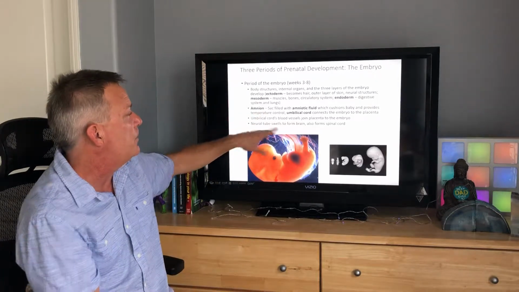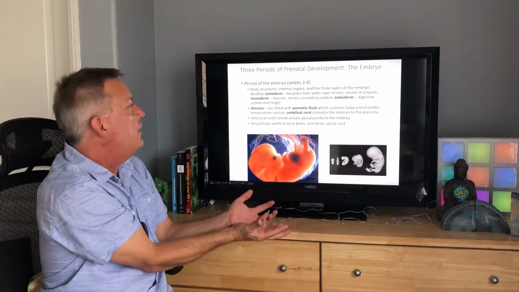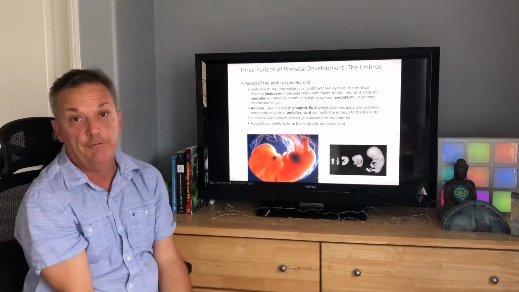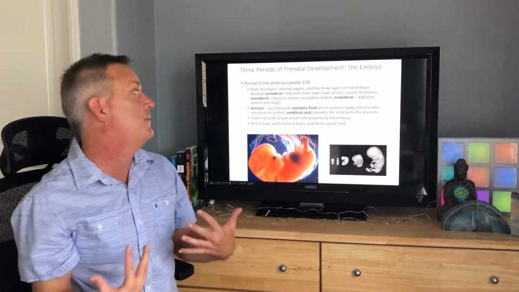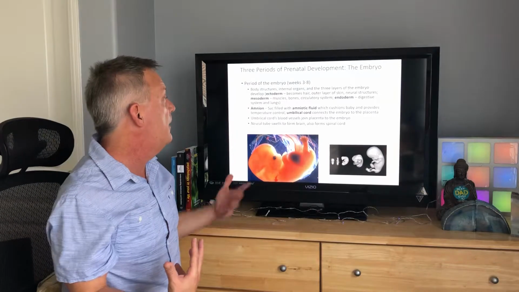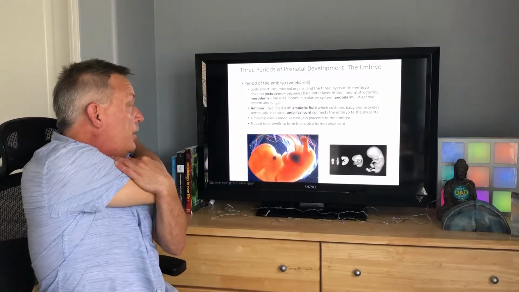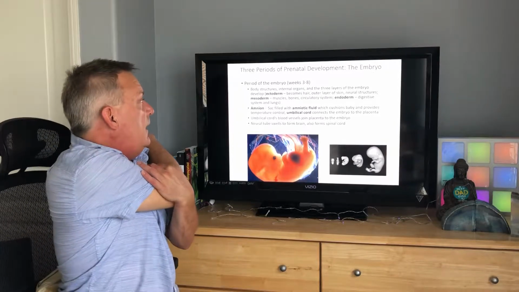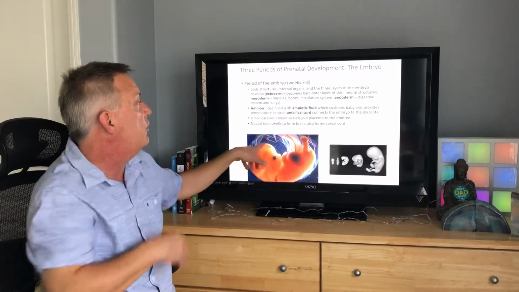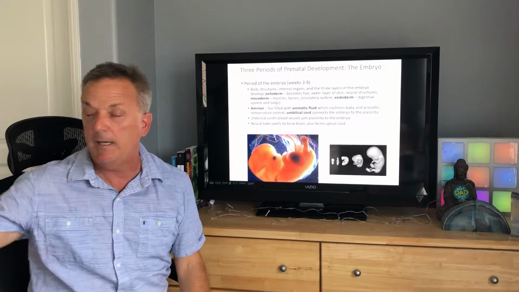Some more terms. It's inside this amnion, which is a sac filled with amniotic fluid, which contains the baby, keeps the baby safe, cushions it, and provides temperature control. The umbilical cord, as I said, connects the embryo to the placenta. And at this time, the neural tube swells to form the brain and spinal cord.